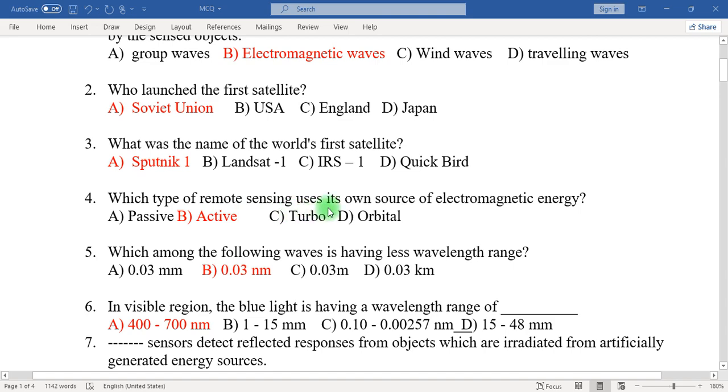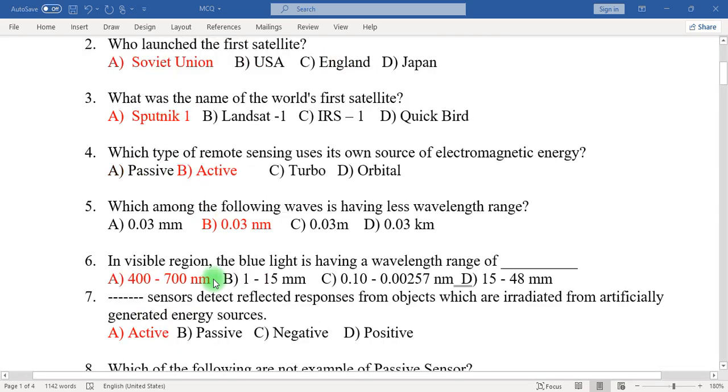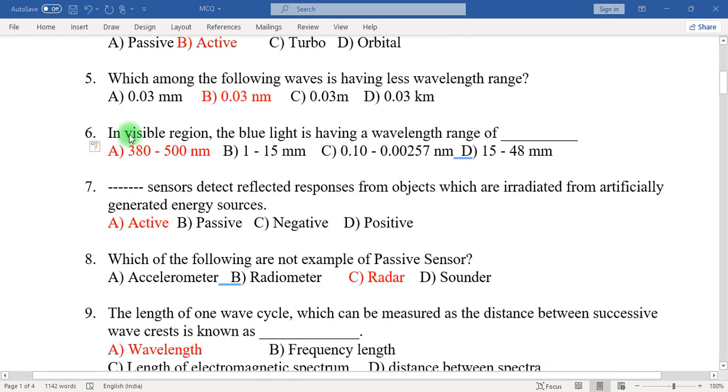Which type of remote sensing uses its own source of electromagnetic energy? Correct answer, active. Which among the following waves has the least wavelength range? Correct answer, 0.03 nanometer. In the visible region, the blue light has a wavelength range of 380 nanometer to 500 nanometer.